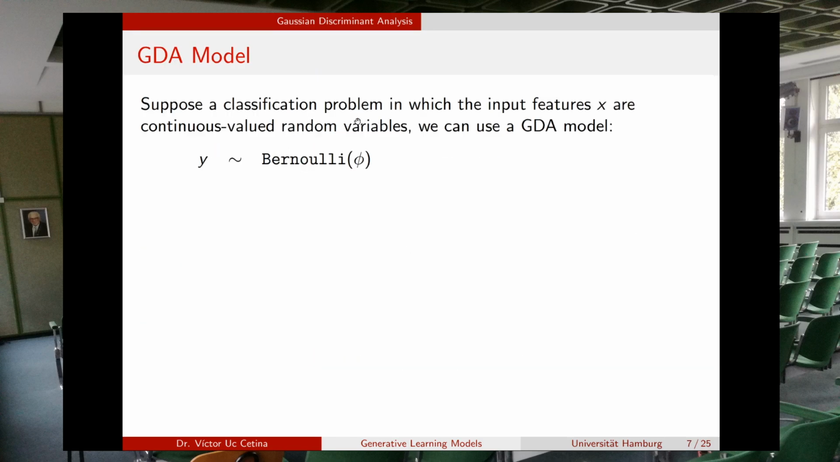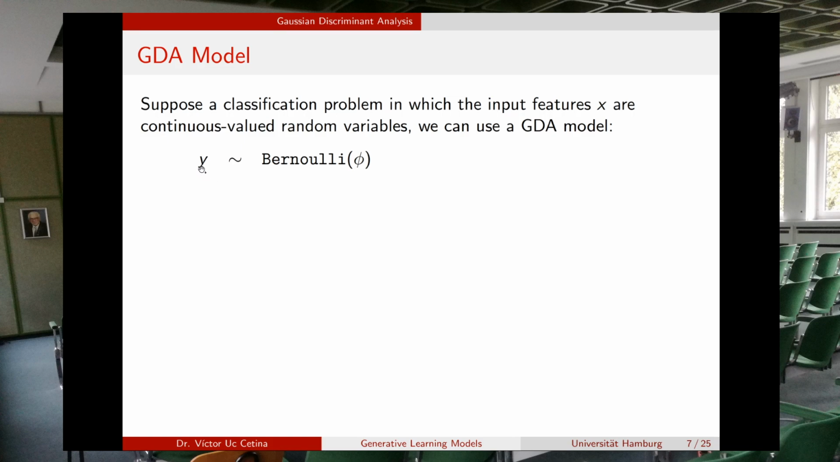Suppose a classification problem in which the input features x are continuous valued random variables. If that is the case, then we can use this GDA model, the Gaussian discriminant analysis model. So the important point here is that we are assuming that the input features are continuous valued, like the height of the animal or the length of its tail.